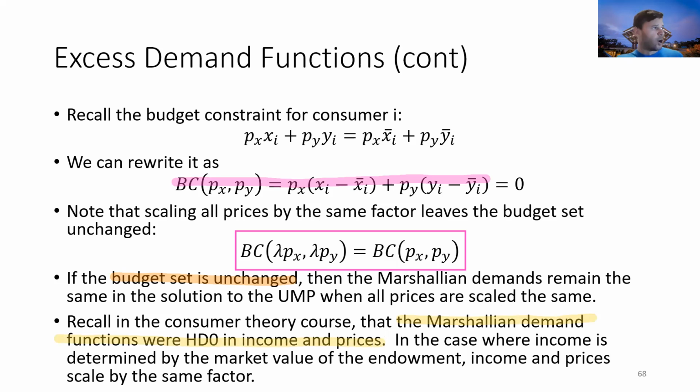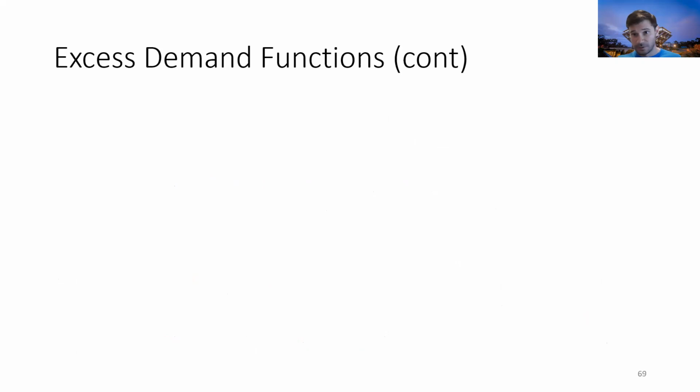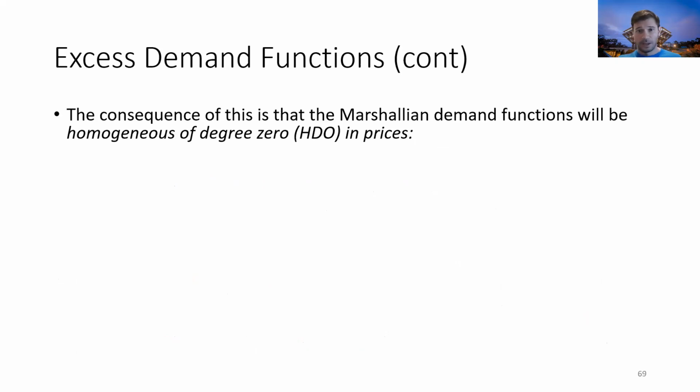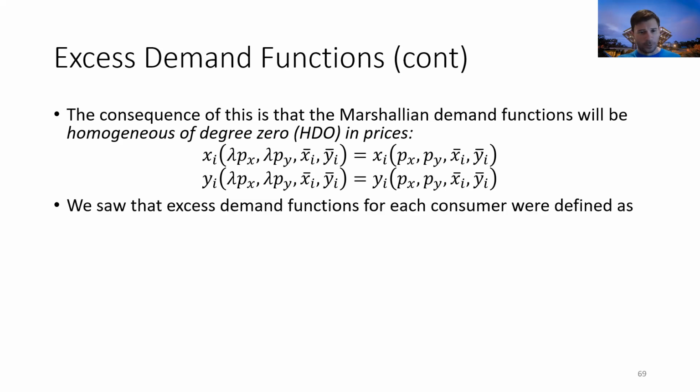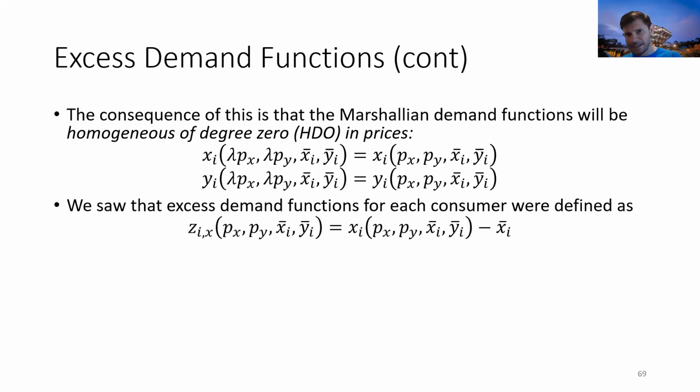Now, I'm going to argue that this result also spills over into the excess demand functions, because the Marshallian demand functions, in this case, are also going to be homogeneous of degree 0. Because our budget sets don't change when we scale all the prices the same way, the optimal solution to utility max isn't going to change either. Now, the excess demands for each consumer were just the demands minus the endowment.